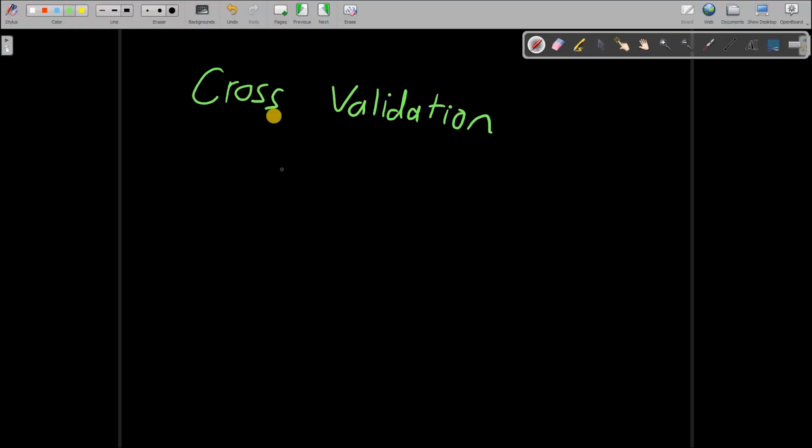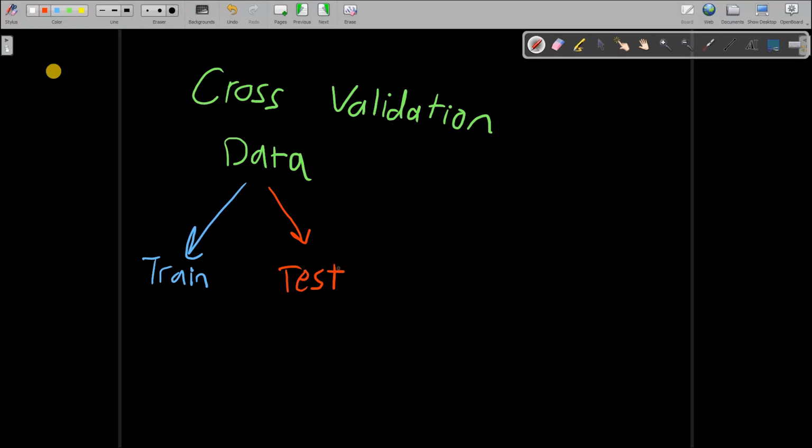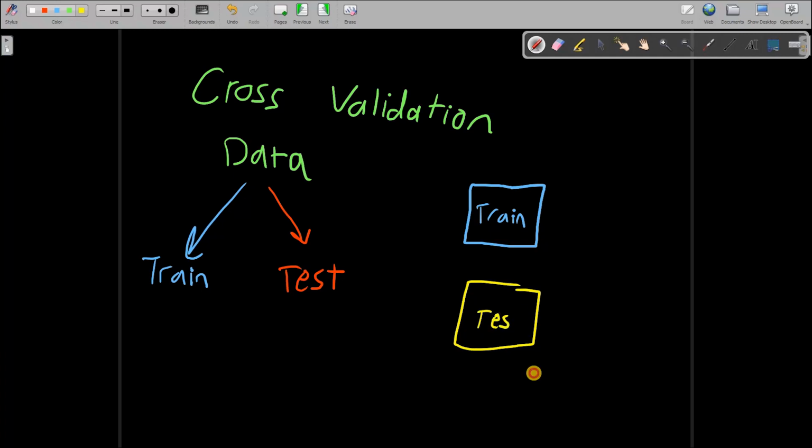Let's talk about cross-validation. So far, we were evaluating the model by the following. We have data, and we were dividing it into training or train data and test data, right? Then we had our model right here. This is for training, and we had the same model here for testing, right?